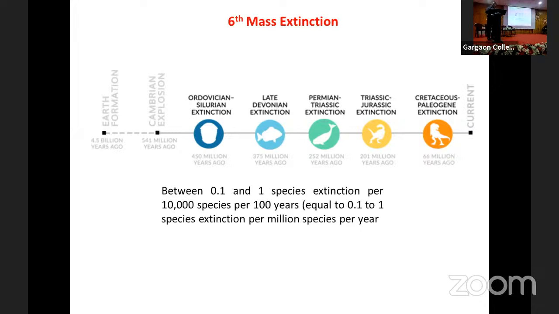In extinction, the background extinction rate in normal cases is 0.1 to 1 species extinction per 10,000 species per 100 years, which is almost 0.1 to 1 species extinction per million species per year. But if we see the present state, it is increasing rapidly. Every day we are losing species, going through the sky. And the interesting thing is that all five mass extinctions were natural phenomena, but this one is anthropogenic, caused by only one species. So this is a really alarming scenario.